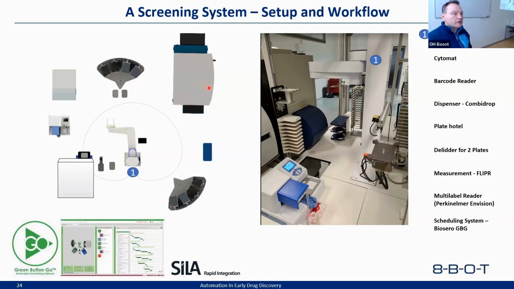So what you have here is, again, the robot arm from PreciseFlex. You have a Cytomat handling out the plates automatically onto this handling station, a barcode reader to read the barcode, a dispenser, Combi drop, the plate hotel. Sometimes you need to incubate at room temperature, or you have to store plates, or you have, let's say, intermediate plates. Therefore, you use these hotels. A delidder, quite nice too, to automatically take the lid off of a plate. Doing this with the robot arm is quite tedious. This delidder works with suction cups and under pressure.